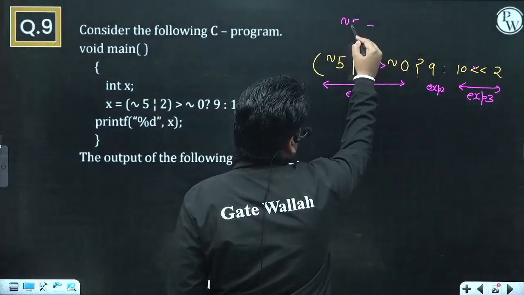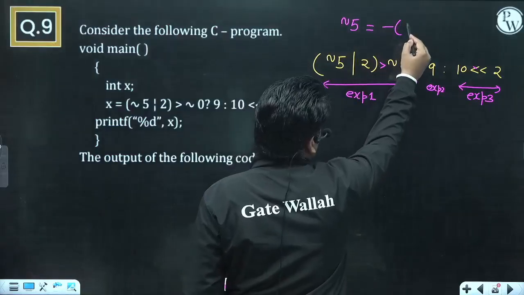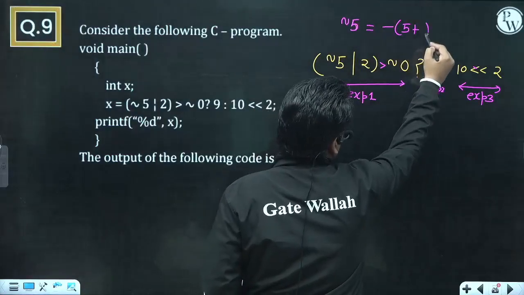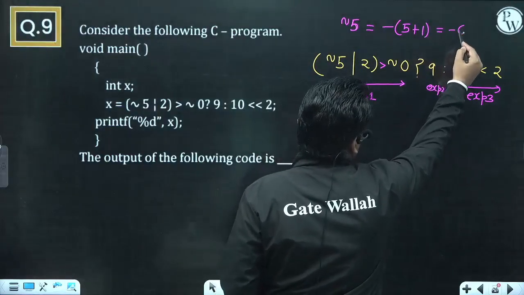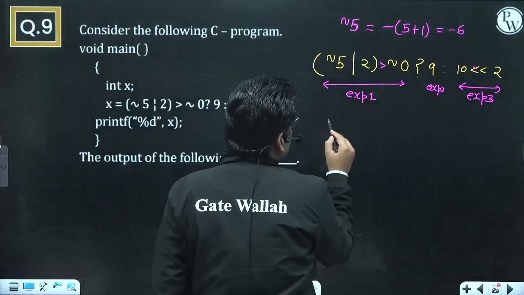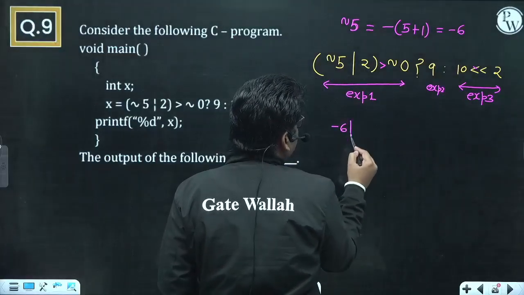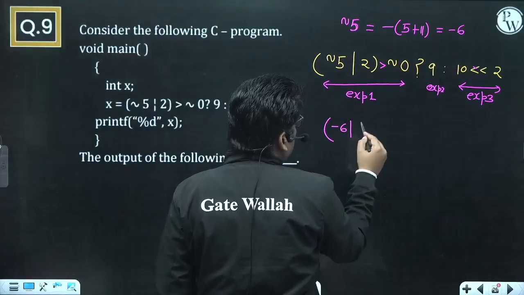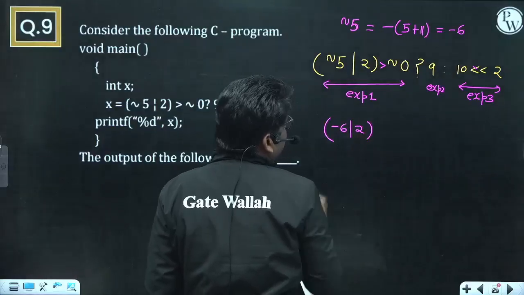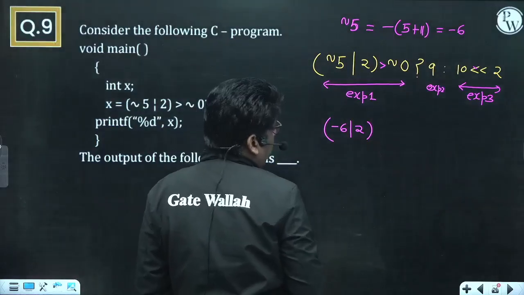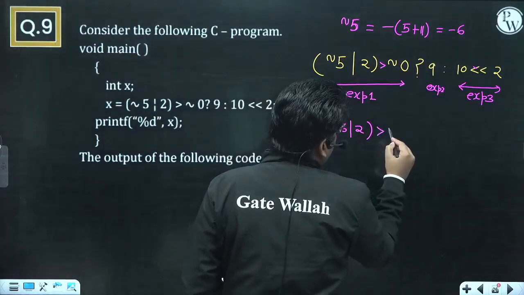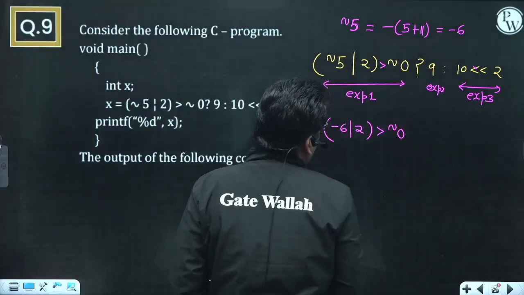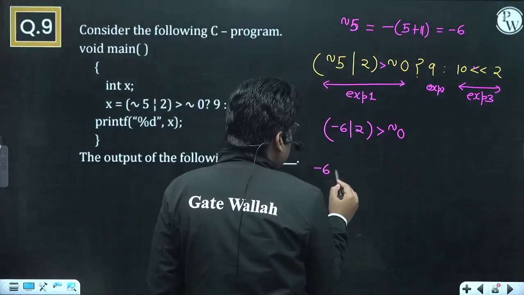Sir, what we know is minus of 5 plus 1, so it is minus of 6. So we have minus 6 bitwise ORing with 2, greater than negation of 0. Okay. First, what is minus 6?